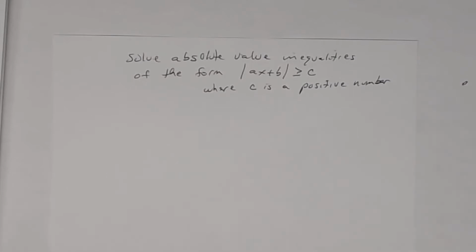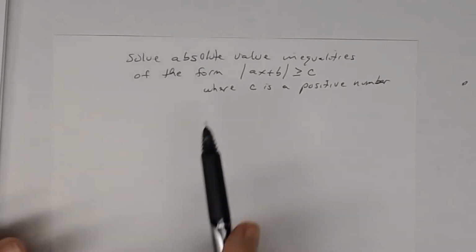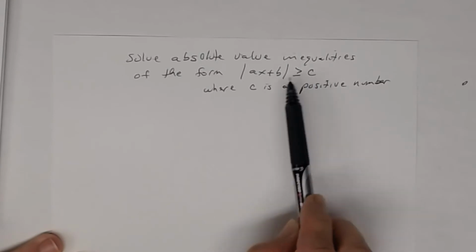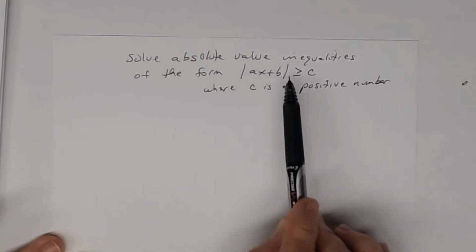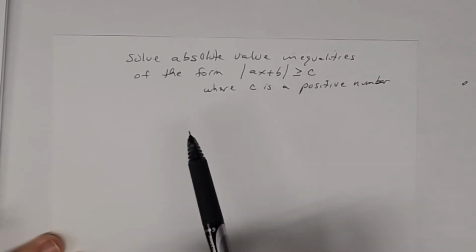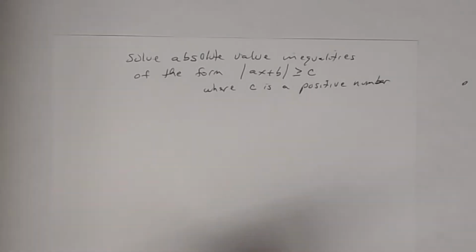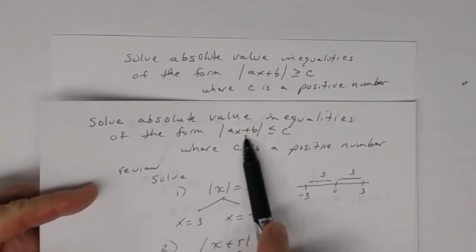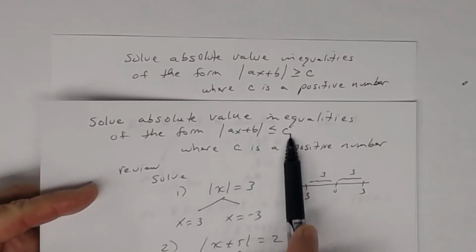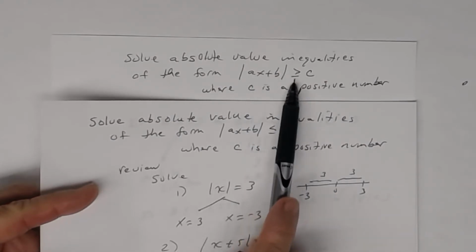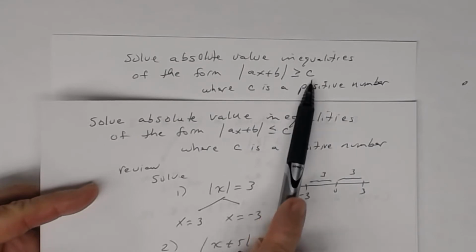Okay, so in this lesson we're going to solve absolute value inequalities of the form absolute value of ax plus b is greater than or equal to c, and we're only going to focus on absolute value inequalities where c is positive. This number over here will be positive. Remember, in the previous lesson we looked at absolute value inequalities that are less than or equal to c. Now we're going to look at absolute value inequalities that are greater than or equal to c.